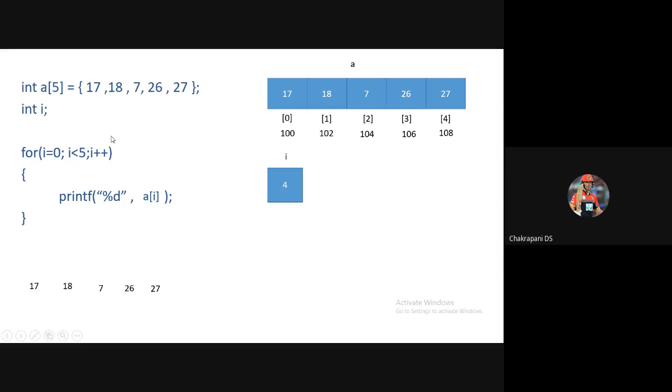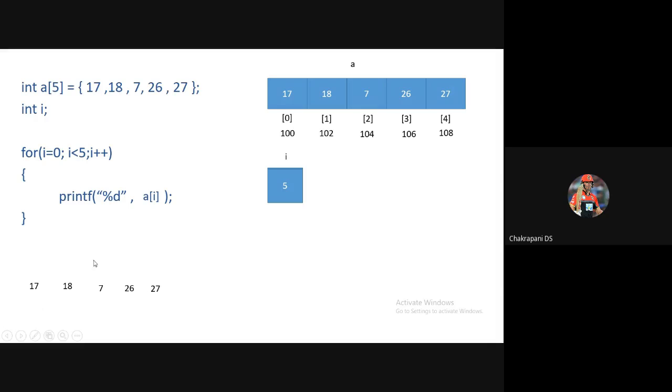Now once again it will go back here. I plus plus. I value becomes 5 here. 5 less than 5, condition false. So what happens when the condition fails? It won't enter here. It will just skip the statement block, that is, all the statements written within the opening and closing flower bracket. It will go to the next part of the program.